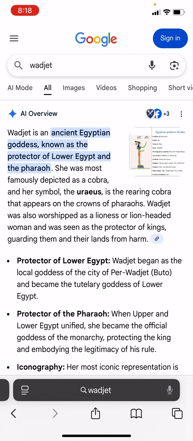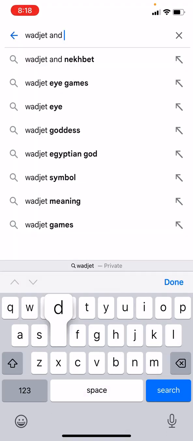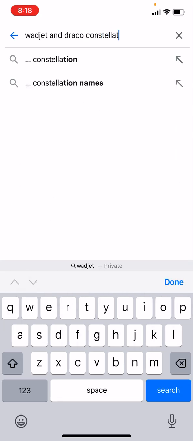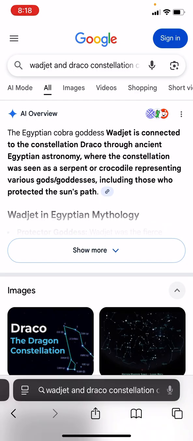We can also see how this connects to the Draco constellation, because if we take a look at Wajet and Draco constellation connection, it says the Egyptian cobra goddess Wajet is connected to the constellation Draco through ancient Egyptian astronomy, where the constellation was seen as a serpent or crocodile representing various gods/goddesses, including those who protected the sun's path.